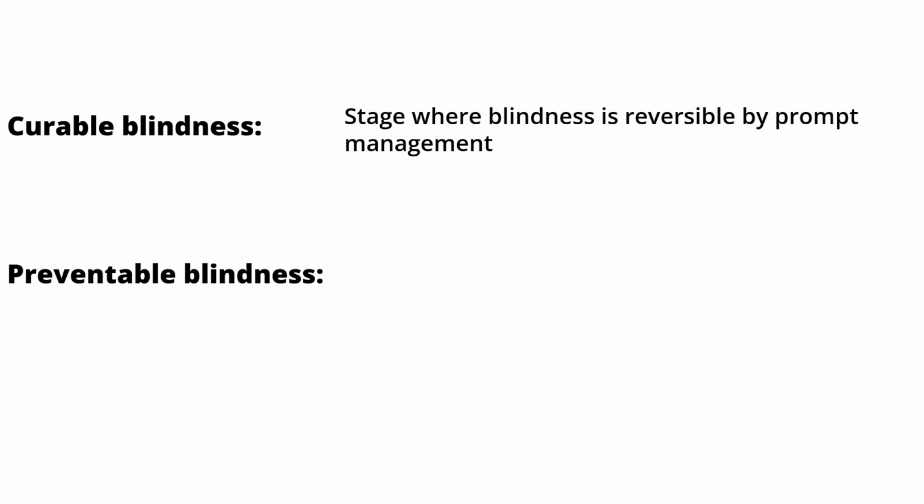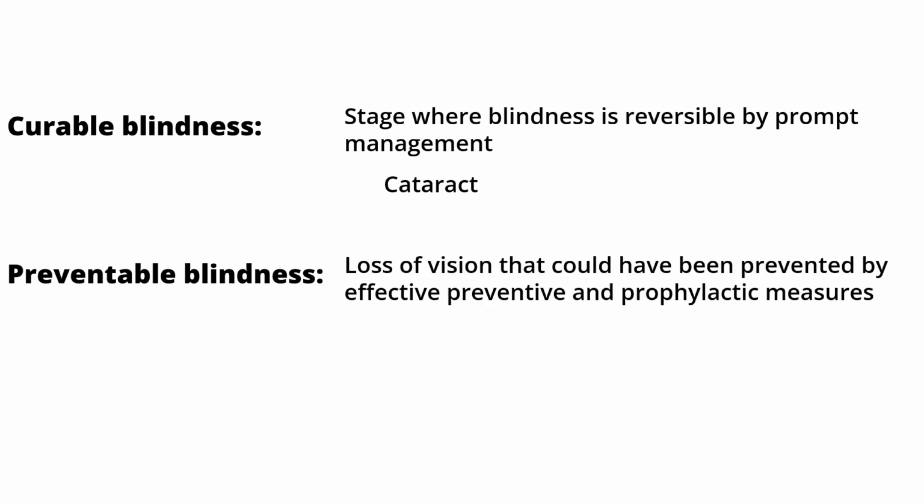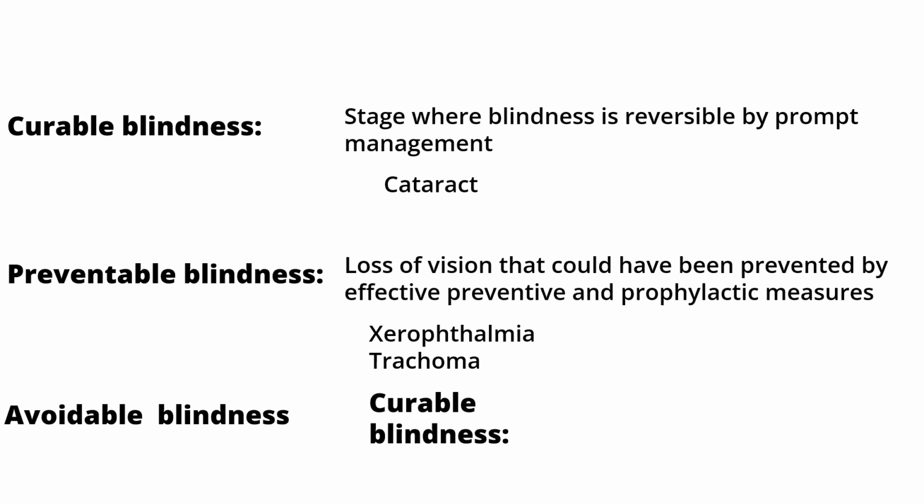Now there's another definition: curable blindness or preventable blindness. Curable blindness is a stage where blindness is reversible by prompt management. Example, cataract. When cataract has developed, the patient has gone blind, but you can cure it. Whereas preventable blindness is loss of vision that could have been prevented by effective preventive and prophylactic measures, like adopting the SAFE strategy to prevent trachoma, or giving vitamin A prophylaxis. You can prevent xerophthalmia. These are preventable blindness. The term avoidable blindness includes both curable blindness and preventable blindness.